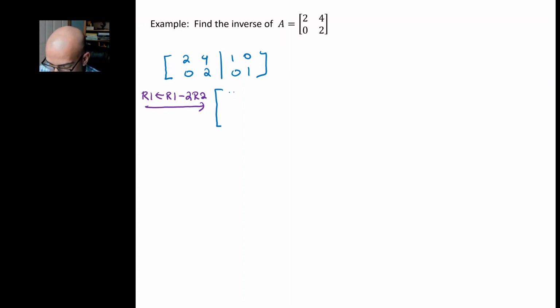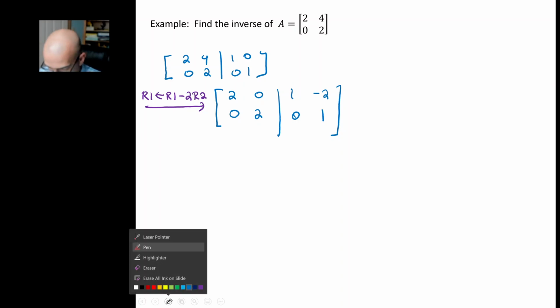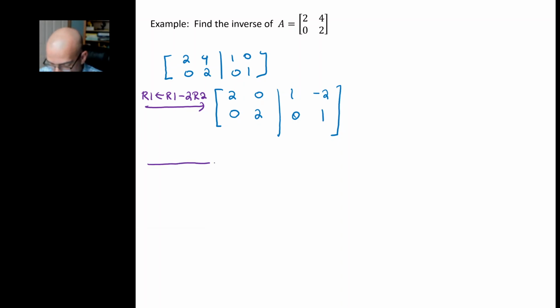So 2 minus 2 times 0 is 2. 4 minus 2 times 2 is 0. 1 minus 2 times 0 is 1. And 0 minus 2 times 1 is minus 2. That part's good. And row 2 is the same. 0, 2, 0, 1. And now look what we have to do. We almost have the identity matrix. All we have to do is divide each of those rows by 2. So row 1 divide by 2. Row 2 divide by 2.